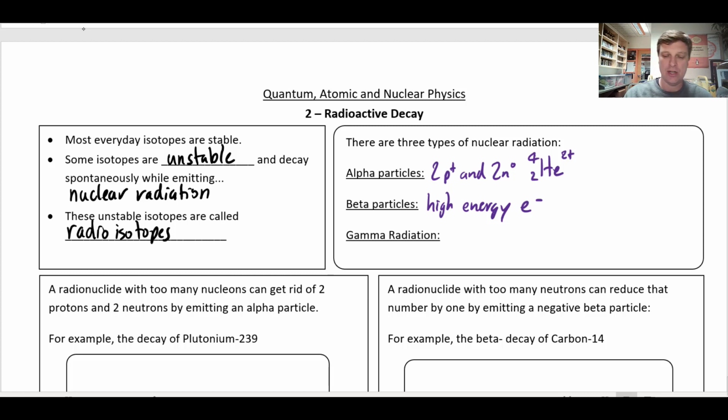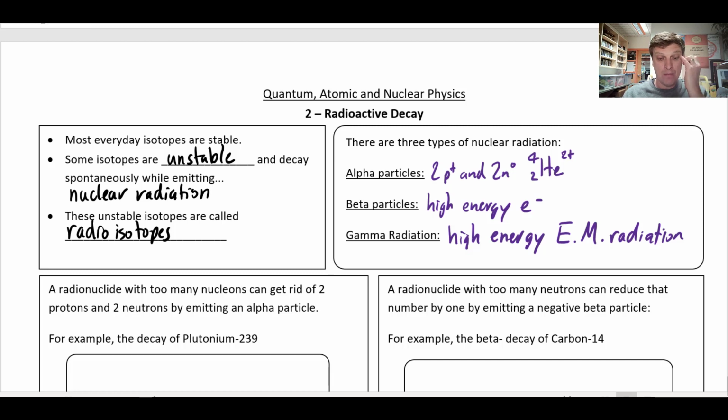Now, gamma radiation is just really, really high energy electromagnetic radiation, EM radiation. So we learned about gamma radiation before. It's at that far energy scale of the electromagnetic radiation, but it is the same thing as light and radio waves. It's just very, very high energy. And of course, it comes from the nucleus in this particular case. So you've got a highly energized nucleus that emits a burst of gamma radiation.